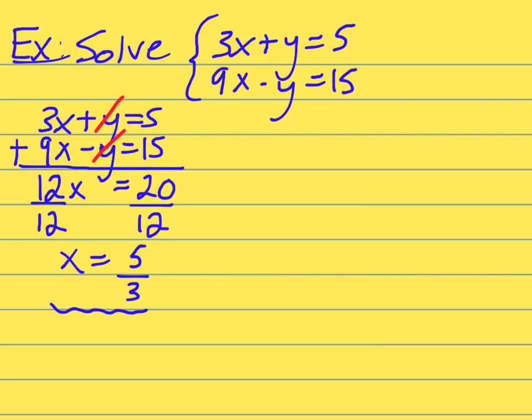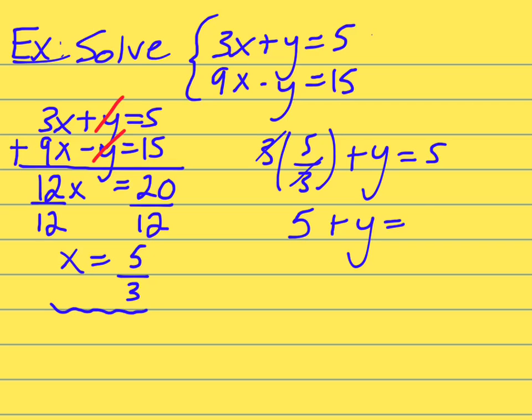Now in order to get my y value, I have to sub back into one of the equations. Neither one of them right now is solved for y, so it doesn't really matter which one I pick. I'm going to pick the top one. So I have 3 times 5 over 3 plus y is equal to 5. 3 times 5 over 3 is actually just 5, because really the 3's cancel. 5 plus y is equal to 5, or y is equal to 0.